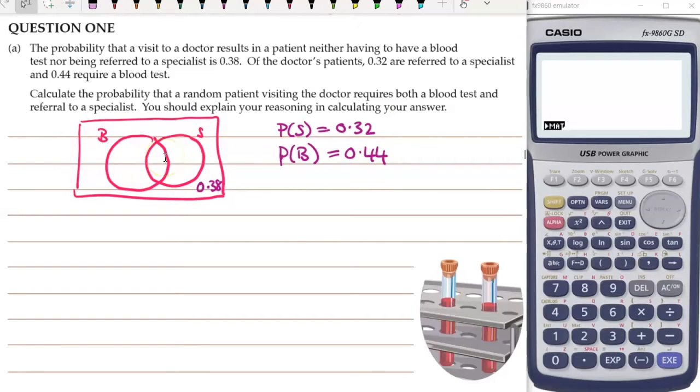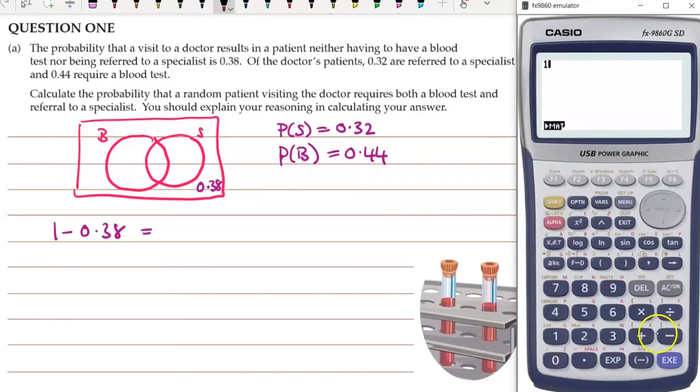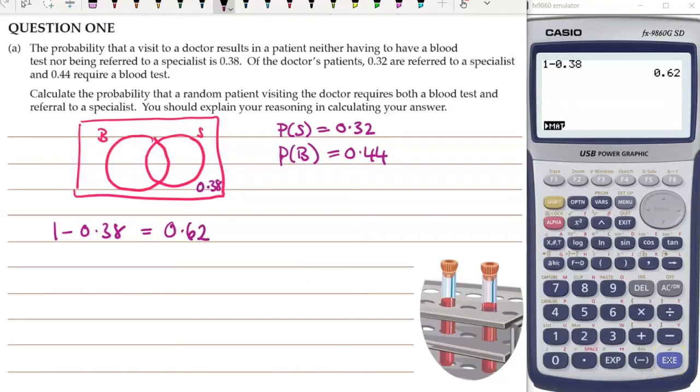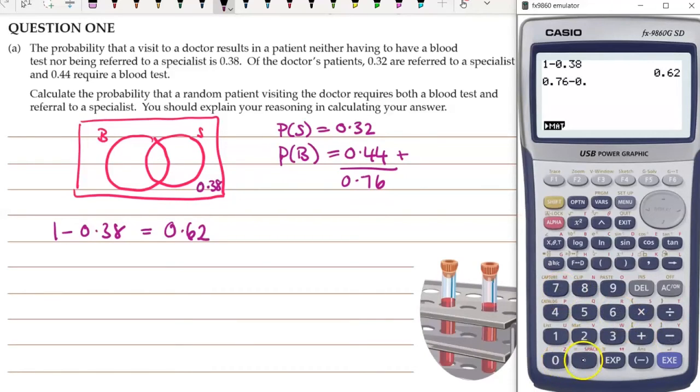So that means that the whole of the circle S adds up to 0.32, the whole of the circle B adds up to 0.44. Now if we do 1 minus 0.38, there we go, that is equal to 0.62. So the total that's inside both of those circles can only add up to 0.62. Now if we add these together, we get 0.76, which means that we've got an overlap there. There will be something that's there in the middle, and however much extra we've got will be the amount of overlap. So if we subtract that, it's 0.14. So we have 0.14 in the middle here.